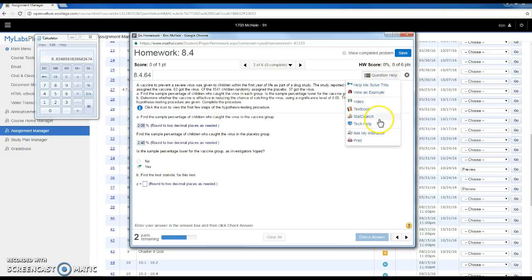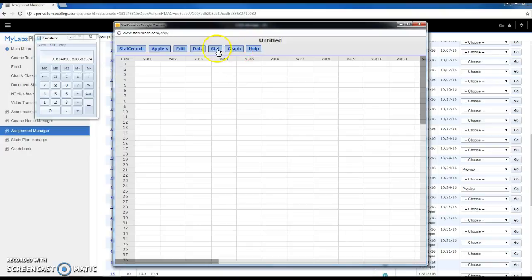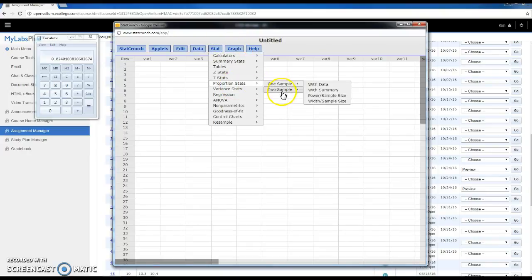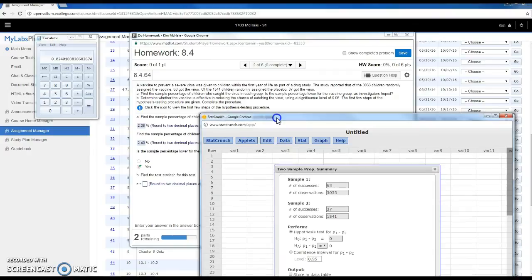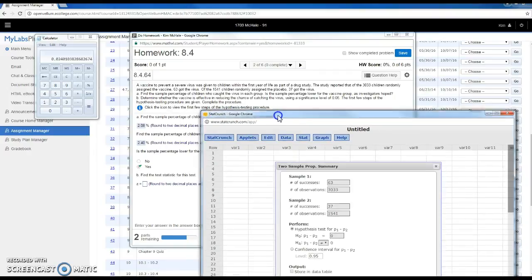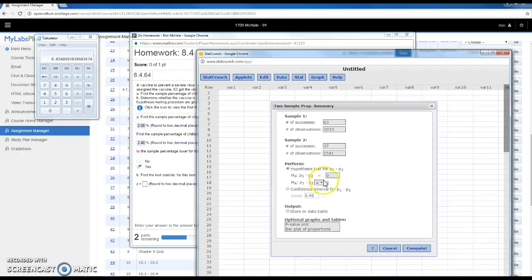So I'm going to go to StatCrunch. Again, this is a proportion. It's a question about a proportion, but this time I have 2 samples with the summary. And so I had 63 out of 3,033, and then I had 37 out of 1,541. Let me go check those numbers, make sure they're right. Yes.